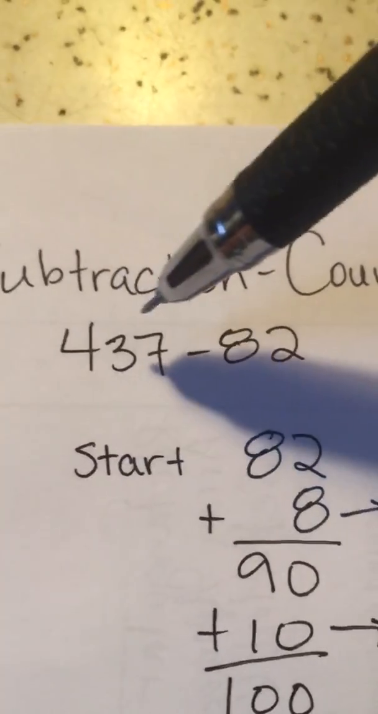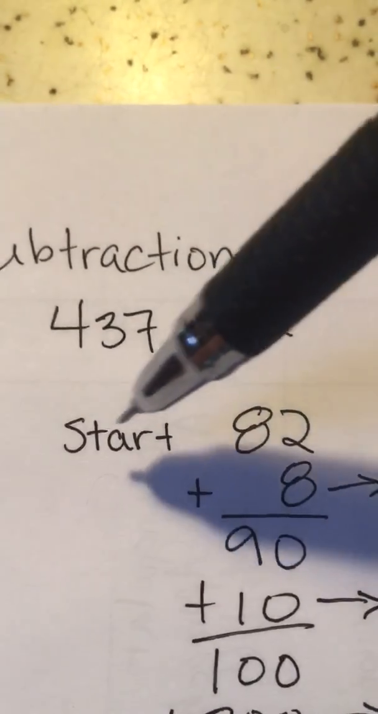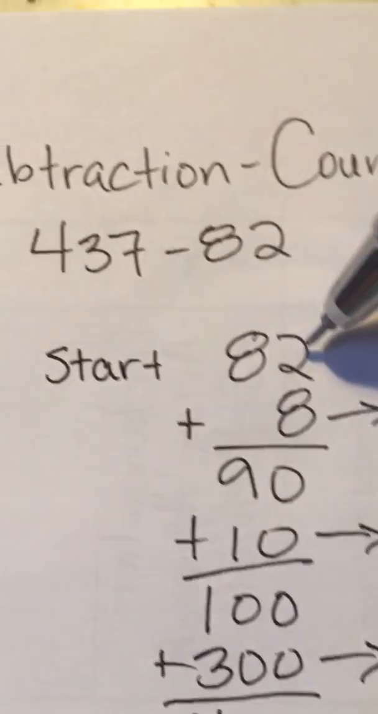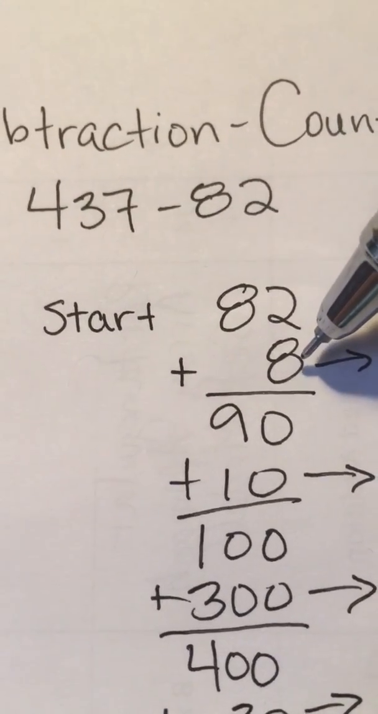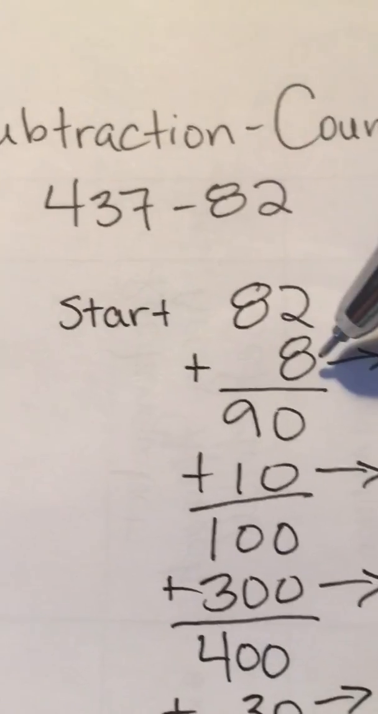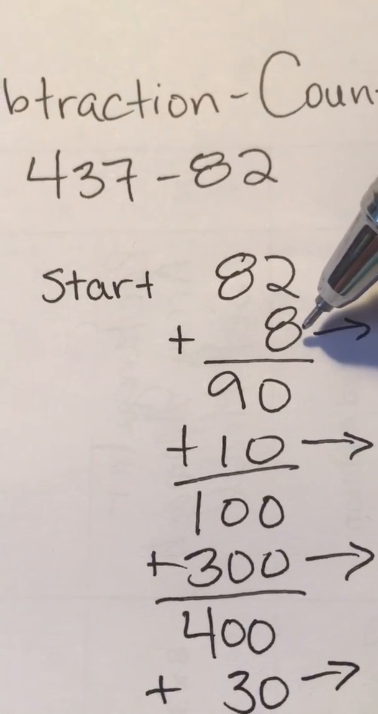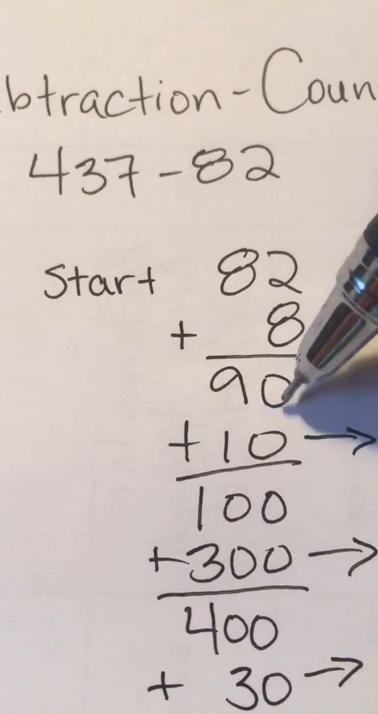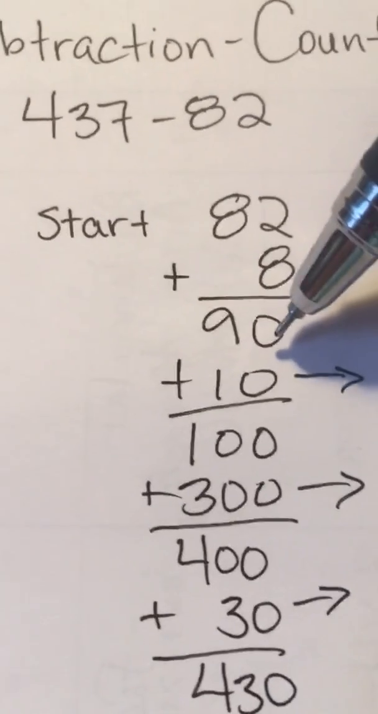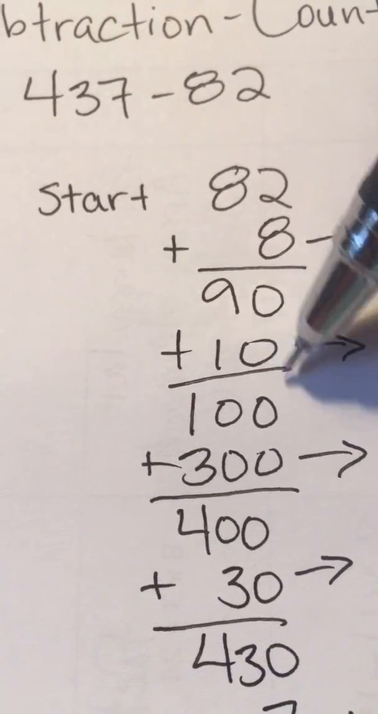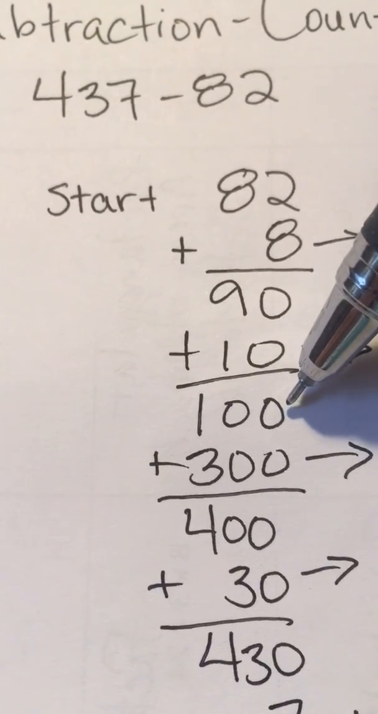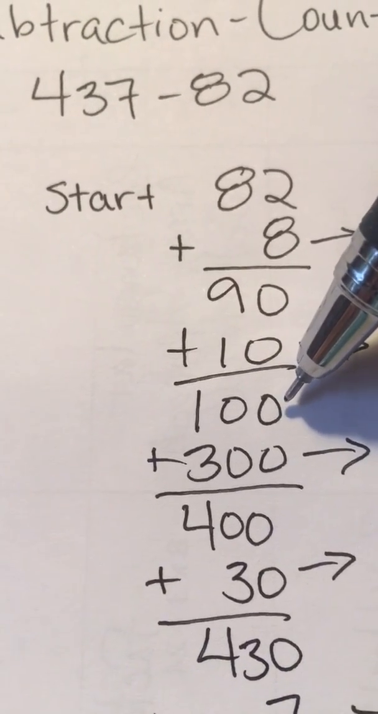So if we had 437 minus 82, we're going to start at 82. We're going to count up, so that means we're going to add 8 to get to 90. That makes it an even number, easy to count with. So to get to the next number that's easy or even, we're going to add 10. That's going to bring us to 100. Now we're to the hundreds.